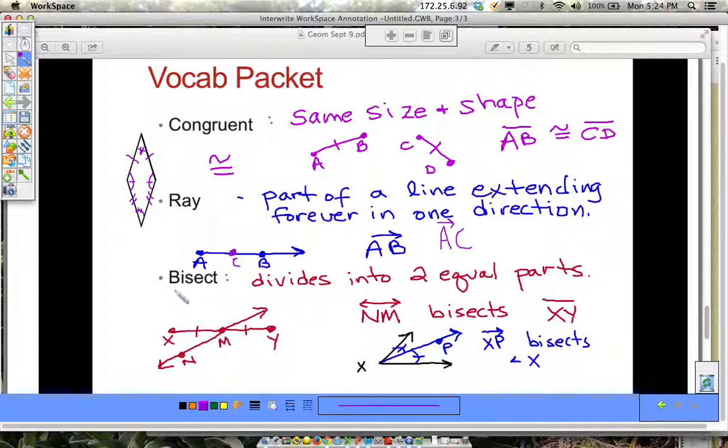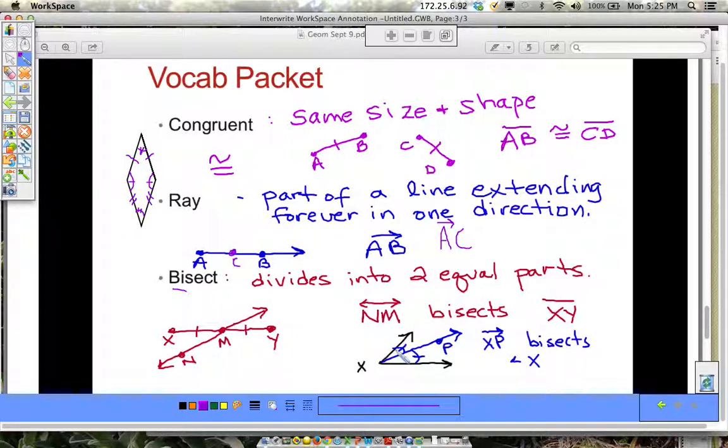Okay, now we have a term bisects. Bisects means it divides it into 2 equal parts. Bi means 2. Sect means a part or a section. So it's 2 equal sections. So I can see here that point M bisects XM and YM. Or point M bisects segment XY. Or you could say line NM bisects the entire segment XY.